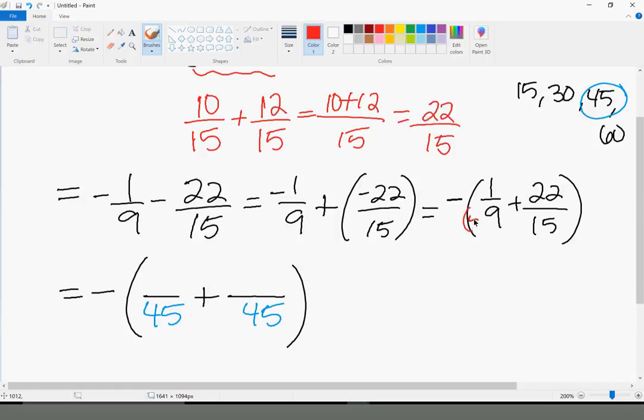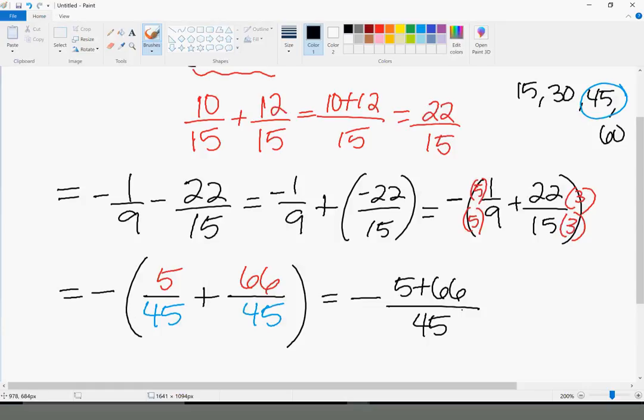Okay, so 9 times 5 is 45, so I'm going to multiply by 5 at the top. And then 15 times 3 gives me 45, so 22 times 3 is 66. And so now my answer is going to be negative 5 plus 66 at the top over 45. And 66 plus 5 is 71, so it's going to be negative 71 over 45 for my final answer.